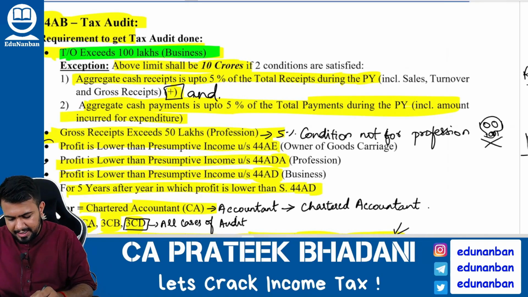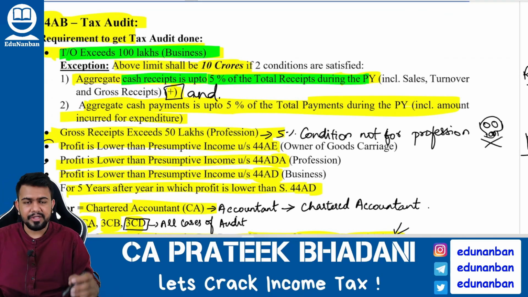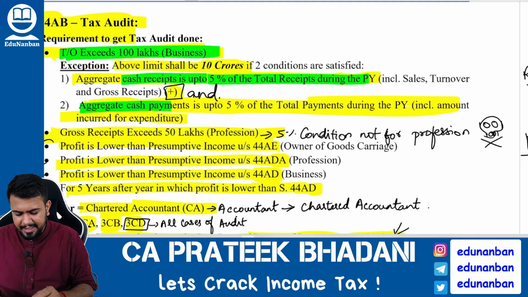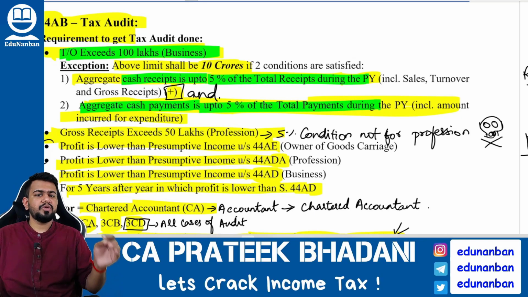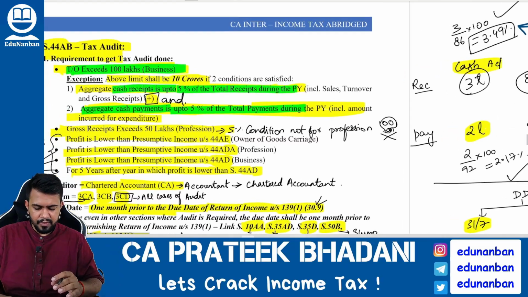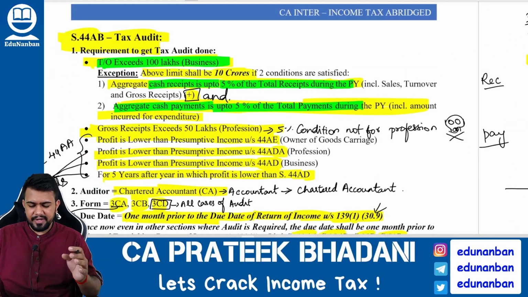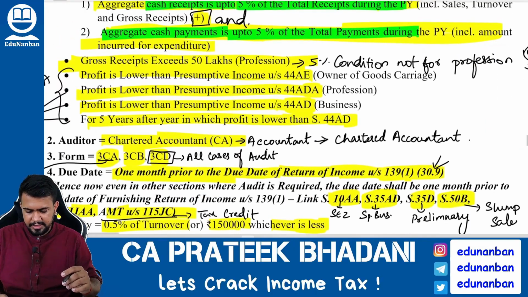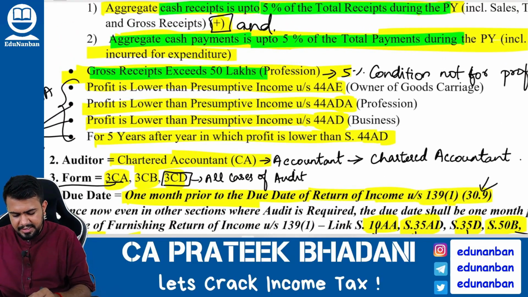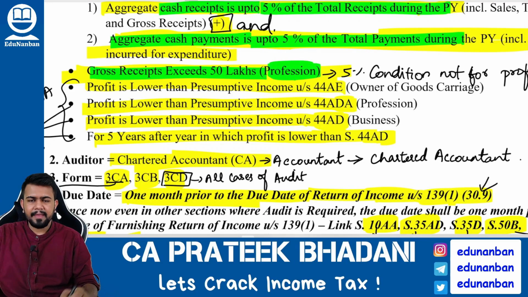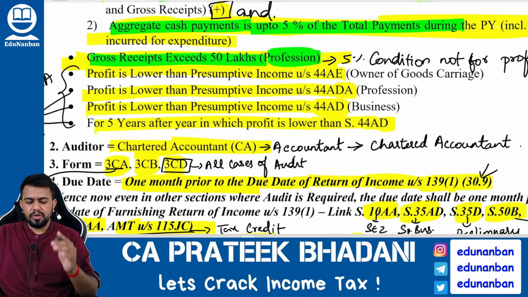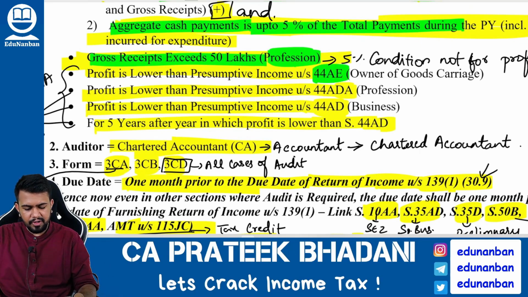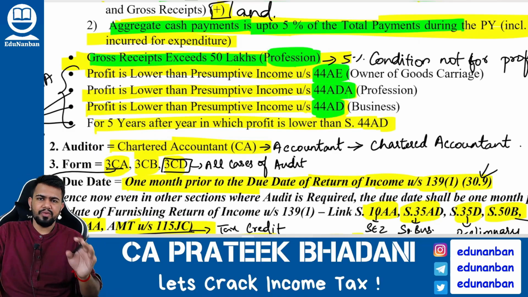Number 1. Aggregate cash receipts is up to 5% of the total receipts during the previous year, and aggregate cash payments is up to 5% of the total payments during the previous year. Okay, if both these conditions are satisfied, then the limit will be 10 crores instead of 1 crore. Fine. Next, if gross receipts exceed 50 lakhs in case of profession, then such profession has to compulsorily get the tax audit done. Next, if the profit is lower than the presumptive income under section 44AE, 44ADA or 44AD, then also compulsorily do tax audit.